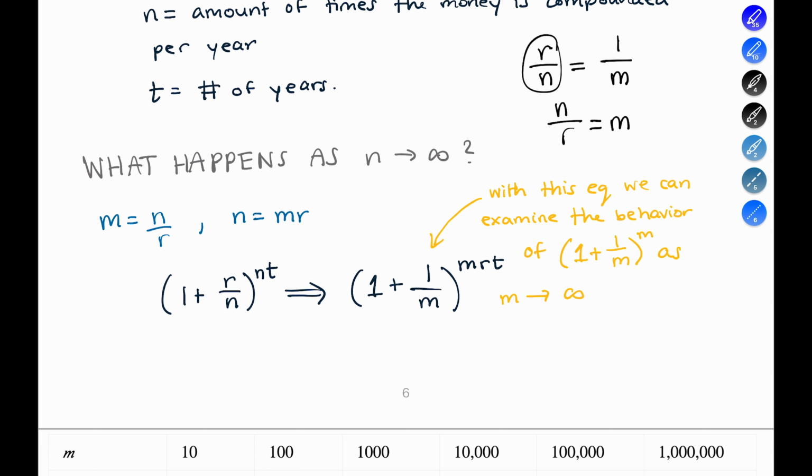So when we go through with it, we get 1 plus 1 over m. And here, with the original equation being to the power of n times t, we're going to have n equal to m times r. So the final equation that we get is 1 plus 1 over m, to the power of mrt. So this is the equation where we can examine the behavior of 1 plus 1 over m, to the power of m, as m approaches infinity, and we have to see if there is a trend.